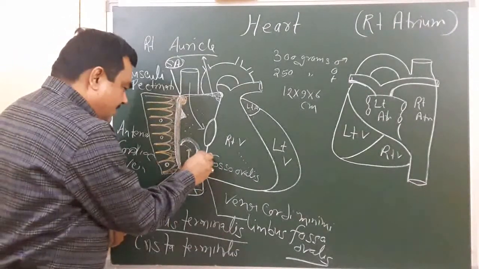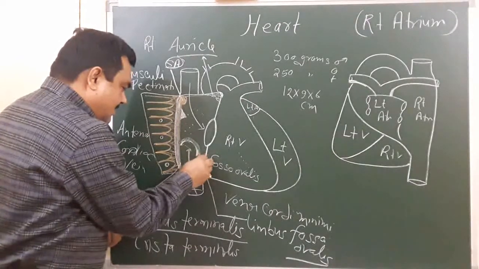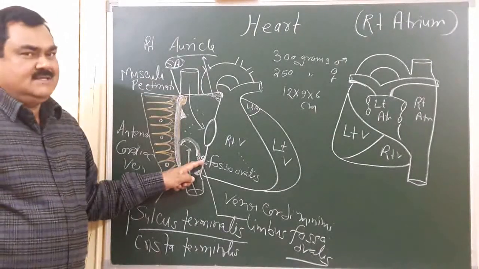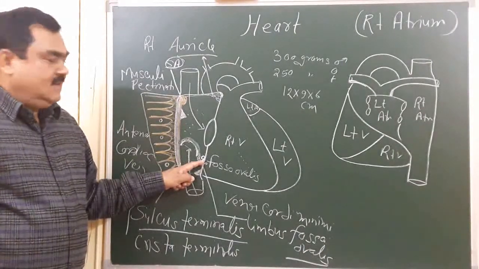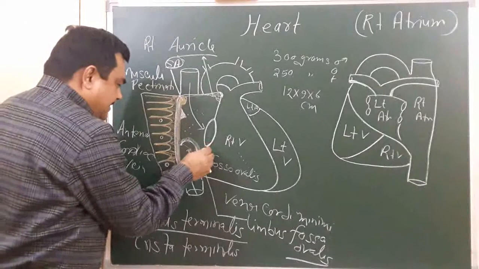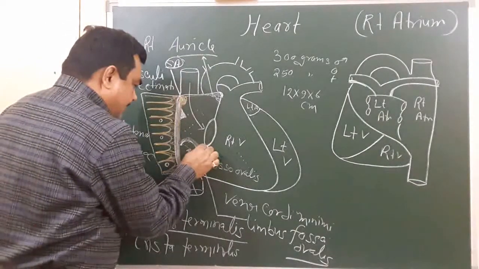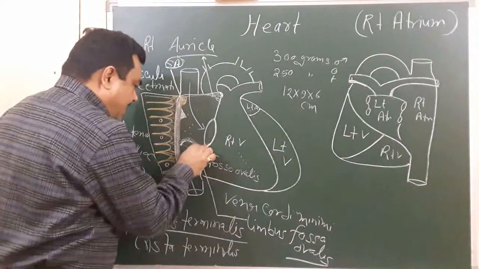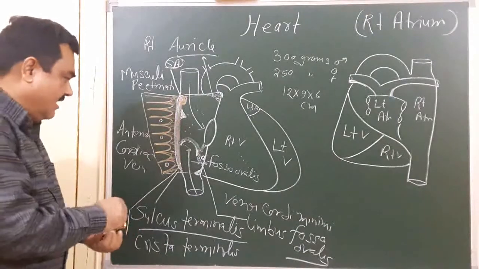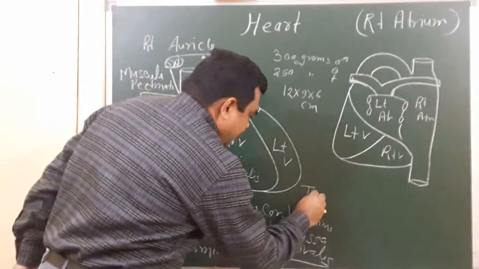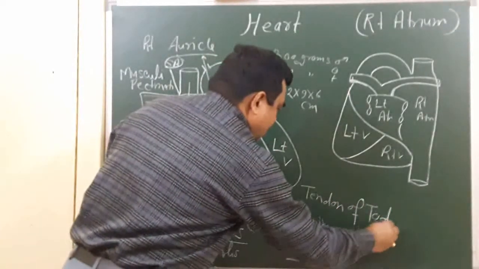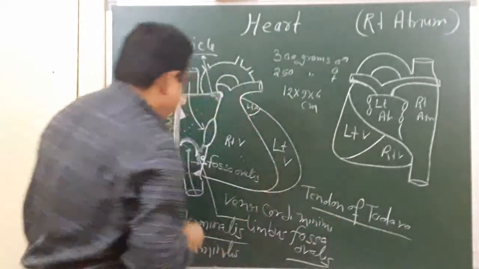And another important thing, here is another opening. This is the opening of the coronary sinus. And another important thing, here is the position of the tendon of Todaro. This is the tendon of Todaro.